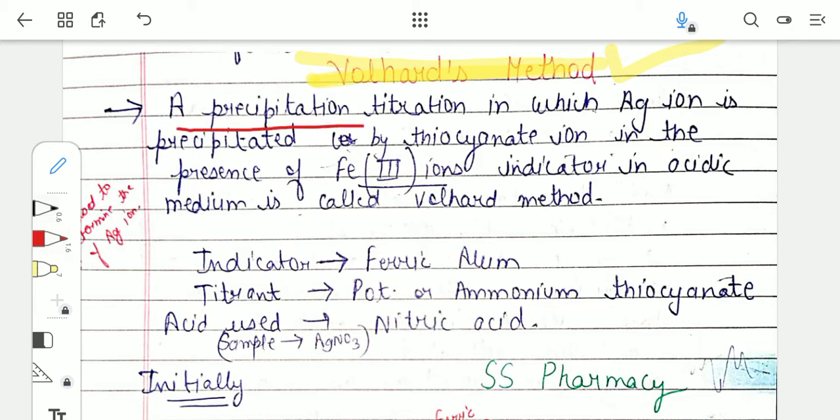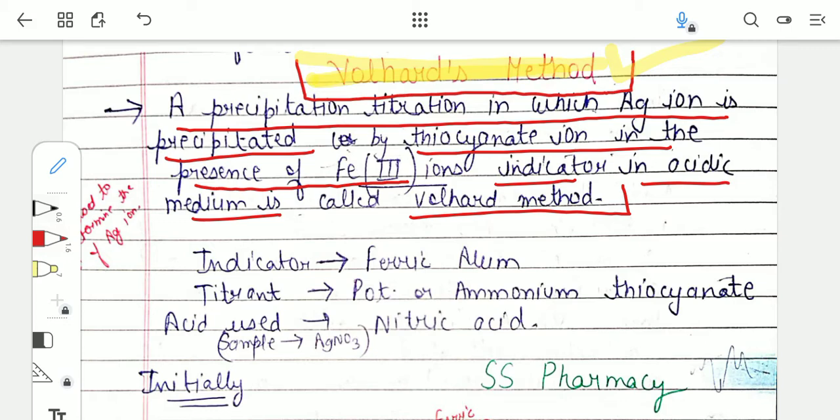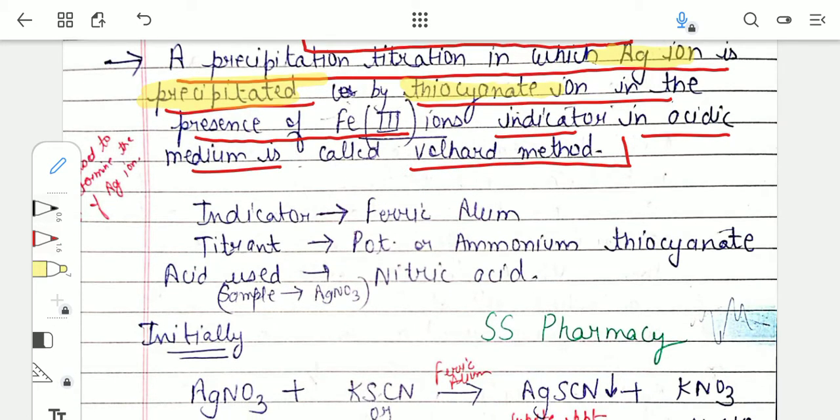A precipitation titration in which silver ion is precipitated by thiocyanate ion in the presence of iron 3 as an indicator in acidic medium is known as Volhard's method. Firstly we must know that Volhard's method is a type of precipitation titration, which means that precipitates will be formed. In this reaction silver ions are being precipitated by using thiocyanate ion. This reaction occurs in the presence of iron 3 as an indicator and also in acidic medium. This is just the basic of Volhard's method.